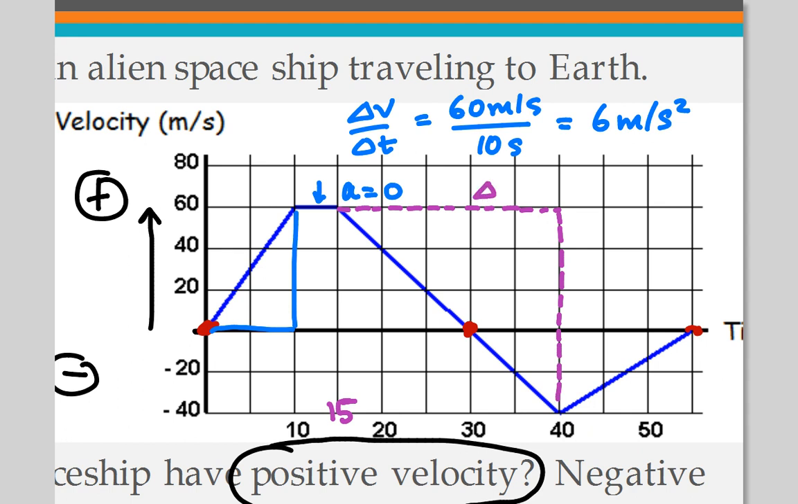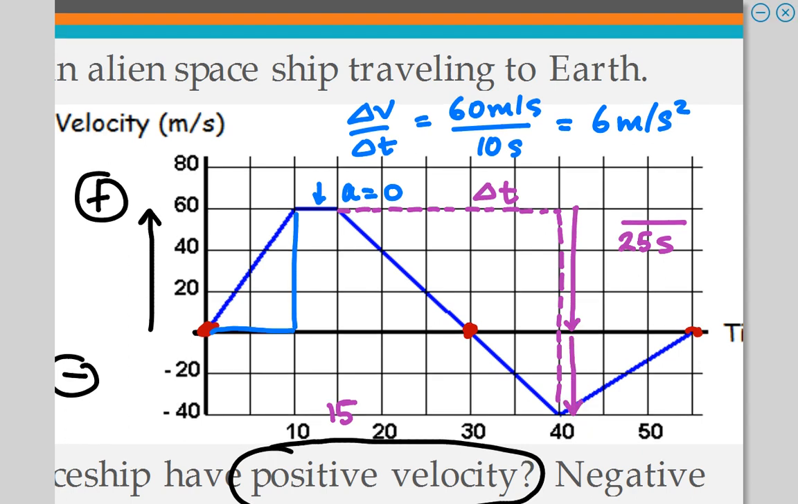So what would be the delta t for that purple? 15 to 40. 25? Yeah. So you'd have 25 seconds in the denominator for your delta t. And then how much did you drop? This is where it gets a little bit confusing because it's negatives. You're at 60, you get to 0, and then you get to negative 40. So what's the total change there? Good, you guys, 100.